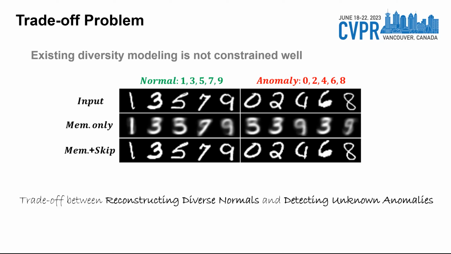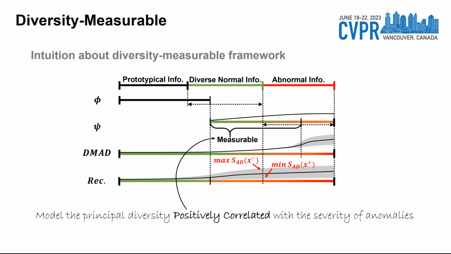Here we introduce the most important issue: the trade-off between reconstructing diverse normals and detecting unknown anomalies. To address this issue, we model the principal diversity pattern that is positively correlated with the severity of anomalies. With such modeling, the diverse normals will cause slight reconstruction error and low uncertainty, while anomalies have a relatively large score of the measurements to the diversity. Besides, abnormal information from contaminated data also tends to be modeled with the diversity branch, whose measurement is positively correlated with the anomalies.